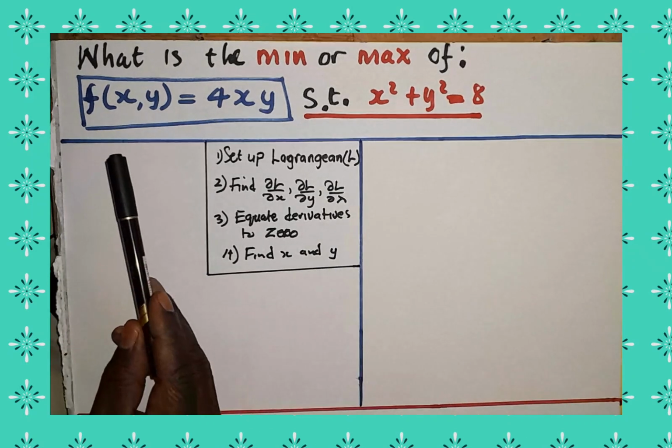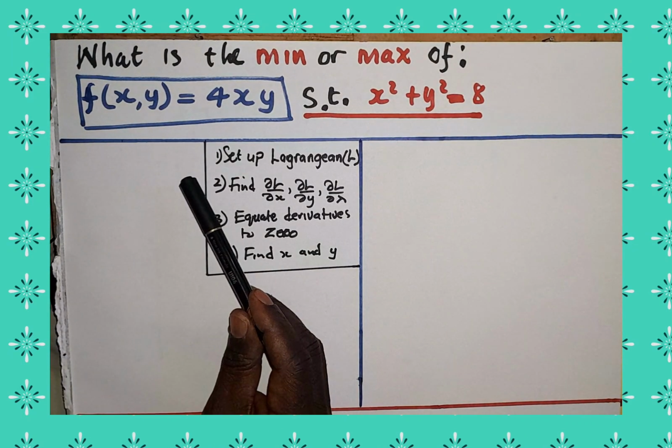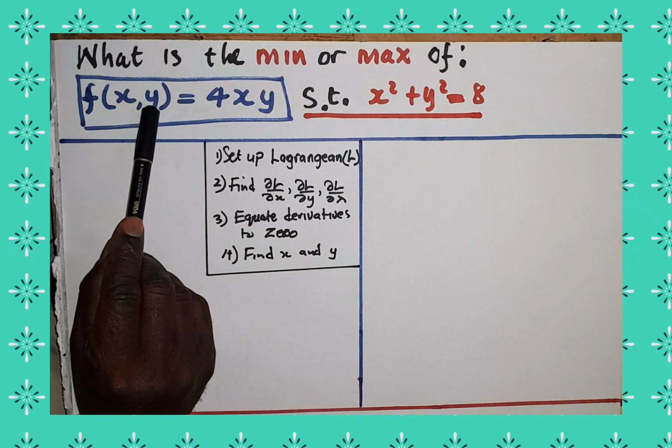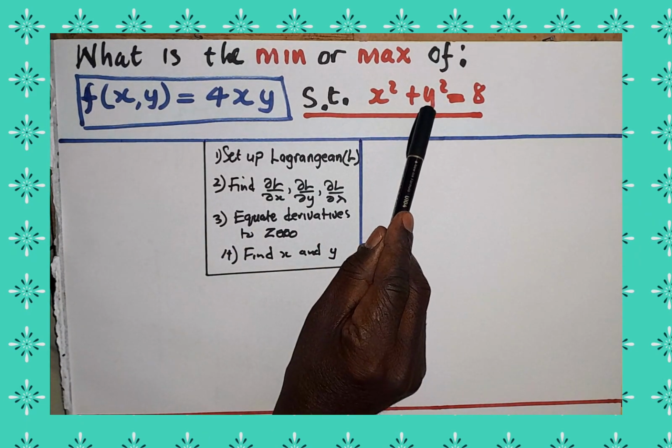In this lesson, we want to apply the method of the Lagrangian multipliers to optimize a function subject to a constraint.